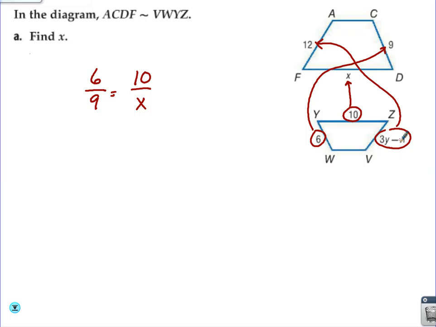Reminder of how to solve proportions. I don't know, have we reviewed this year? We've done proportions this year? I can't remember.